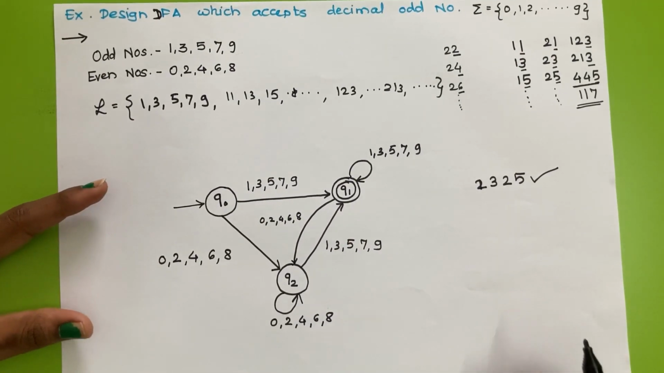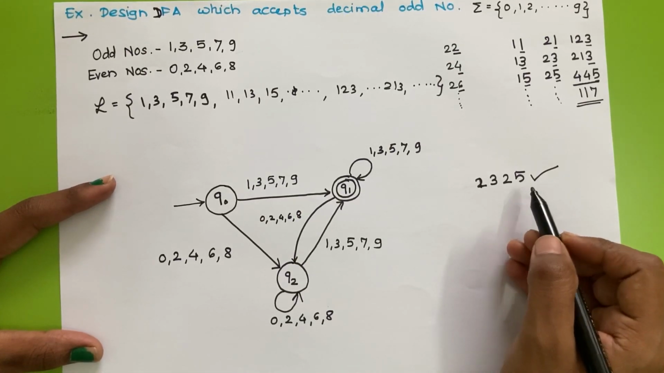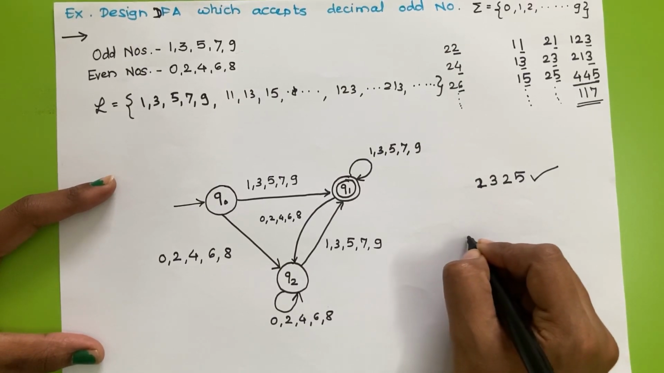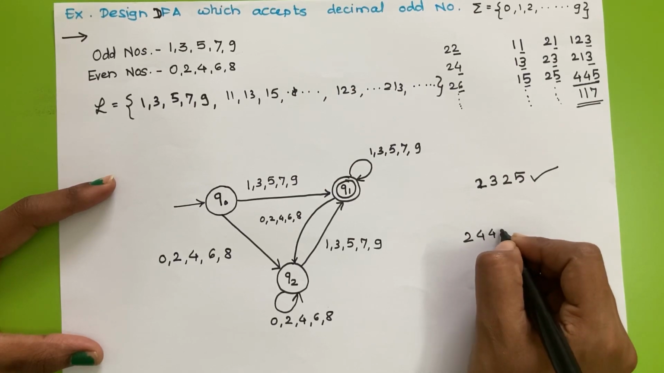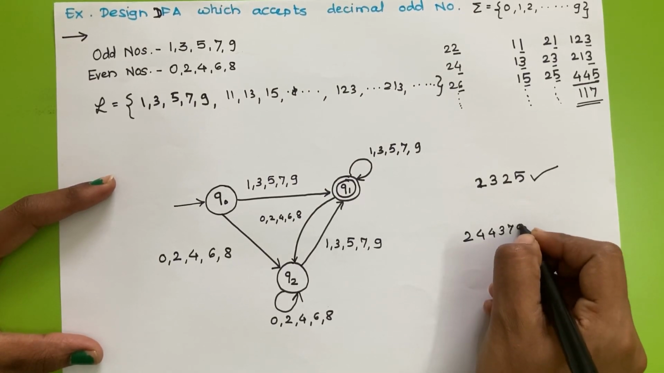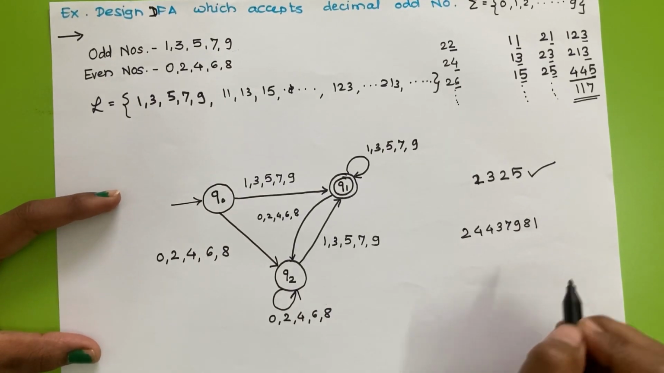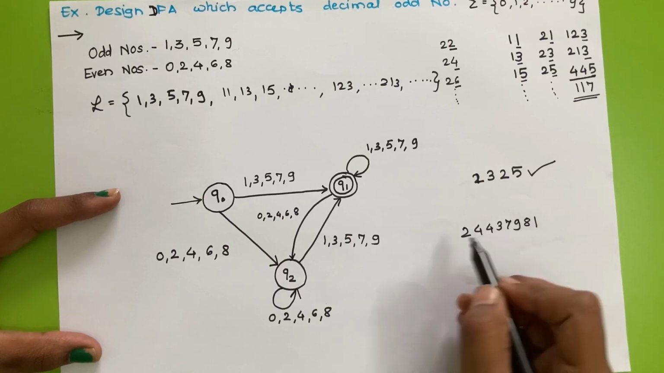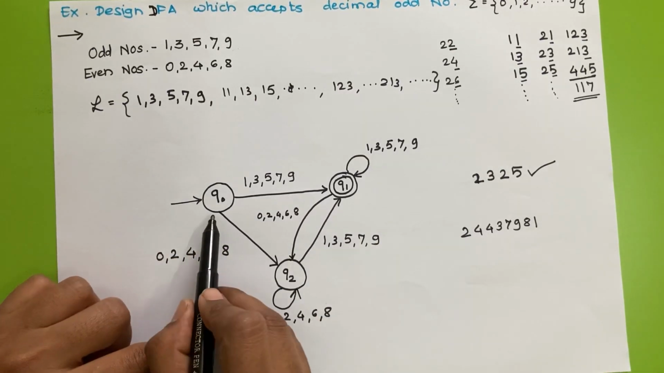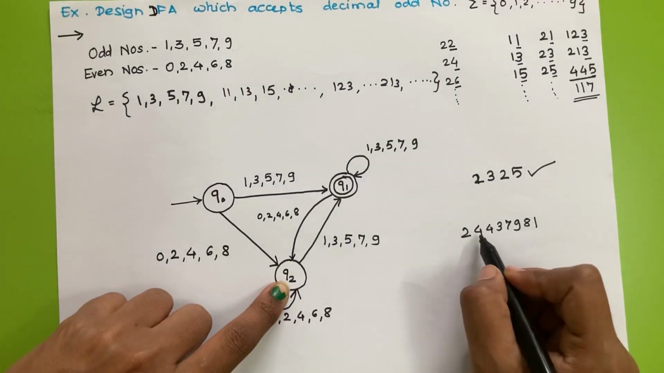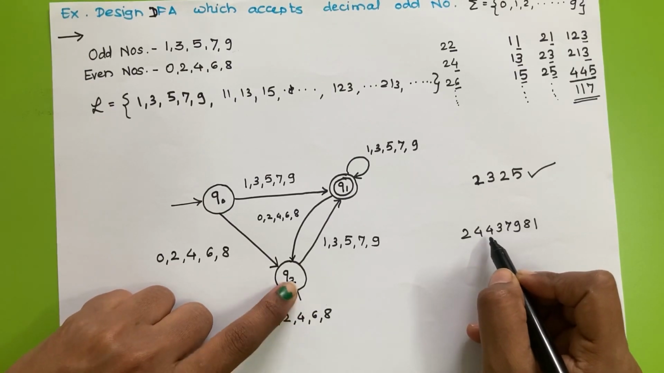Now we will take one random string that is an odd number. Suppose 2 4 4 3 7 9 8 1. This is the random string we are considering, and we'll see whether this string is accepted by this finite automata or not. First 2, so we'll go to state q2, then for 4 here is the transition, again 4 I'll repeat this.